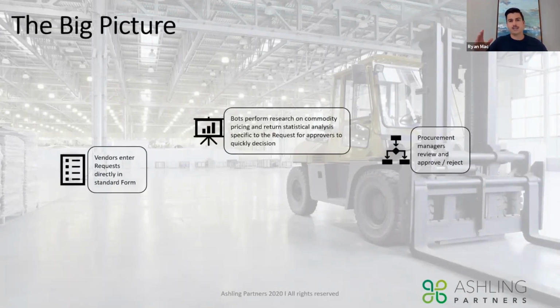So if we take a step back and look at what we just saw, right? We mapped out a process that looked like this. We simplified a process. We have vendors entering requests directly in a standard form. We had bots doing the work and the research in the background, and then we had a human approval step. And so we really consolidated that workflow.